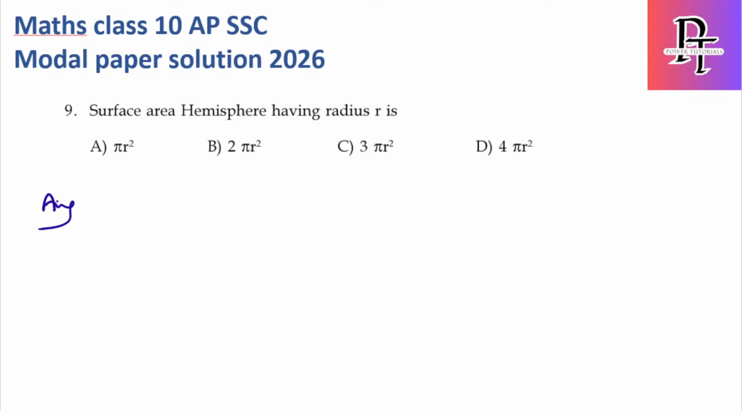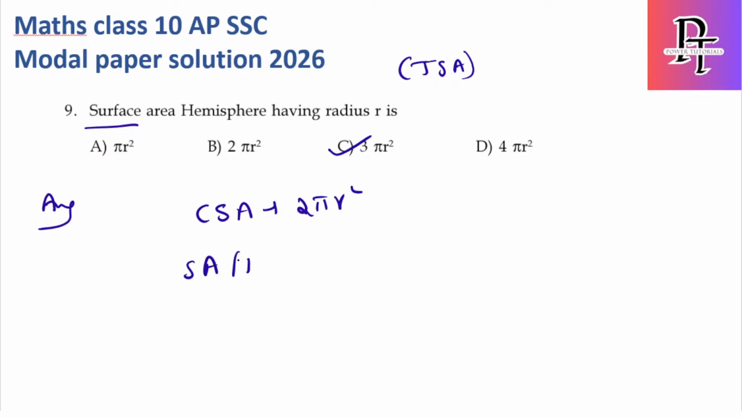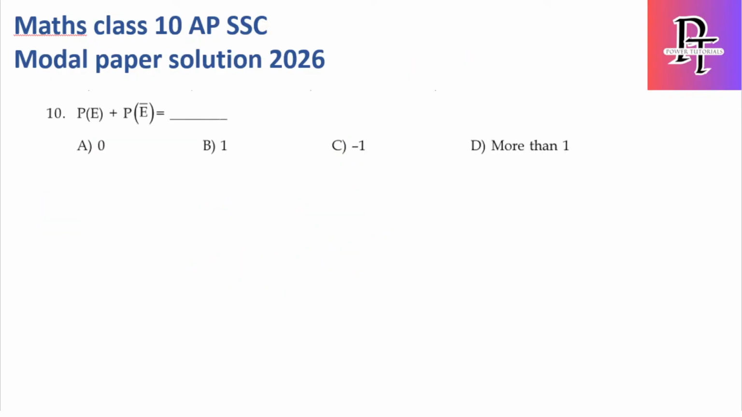Surface area of a hemisphere having radius r, the answer is 3 pi r square. Whenever they say surface area, they are talking about total surface area. If they ask you only CSA, that is curved surface area, the answer is 2 pi r square. And if they ask you TSA, the answer is 3 pi r square, because it is CSA plus the bottom, which is pi r square. Okay. 10th one, P(E) plus P(not E), the answer is again 1. This is also the easiest question I can say, because the probability of win plus loss is always equal to 1.